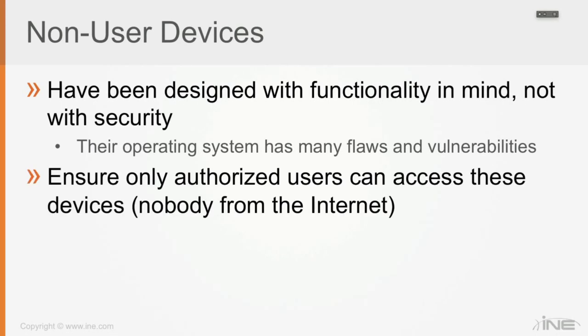So ensure that only authorized users can access those non-user devices to begin with. Control who can access those devices. You should not allow internet access to your printer or to your video conference system. Of course, to the video conference system you may have to allow it if it's publicly available. But to your printers, no need for that. To your IP cameras, no need for that.